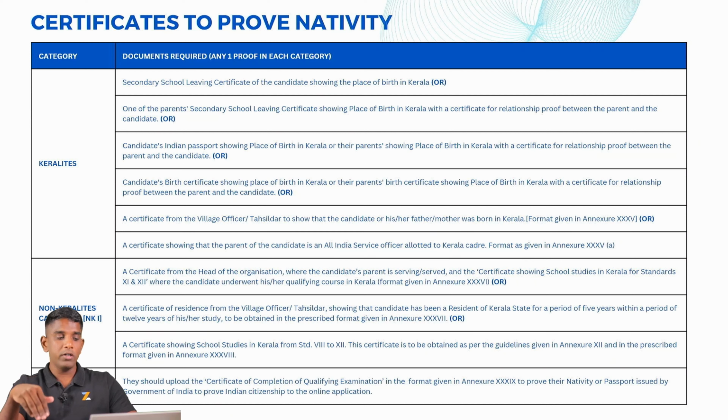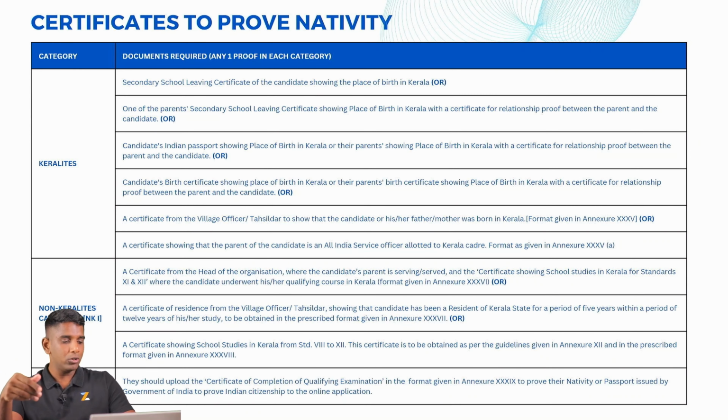Or you can produce a certificate of residence in Kerala. We said that 5 years of residence is needed for the NK1 category. So to prove that you have been a resident of Kerala for 5 years, you have to produce a certificate, and the format is given in the annexure. The third type is that the candidate has to prove that they have completed their 8th standard to 12th standard in Kerala. That certificate also needs to be produced, and the format is given in the annexure.